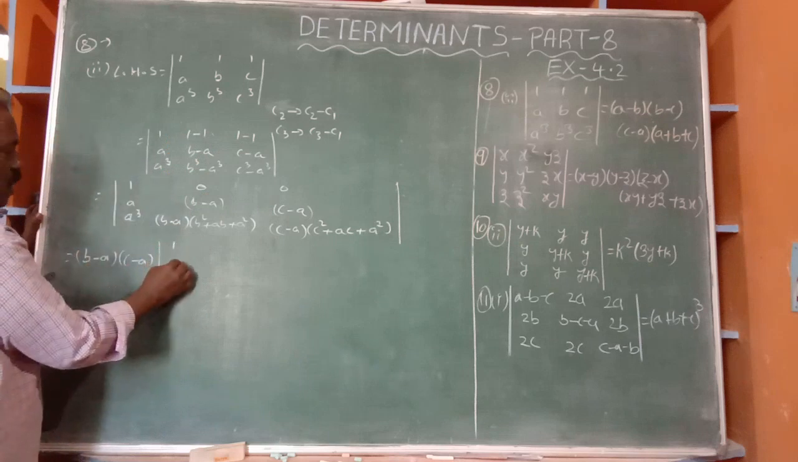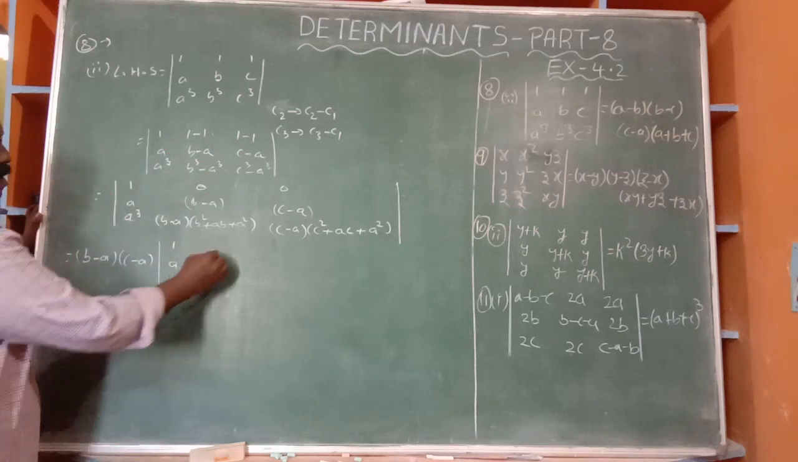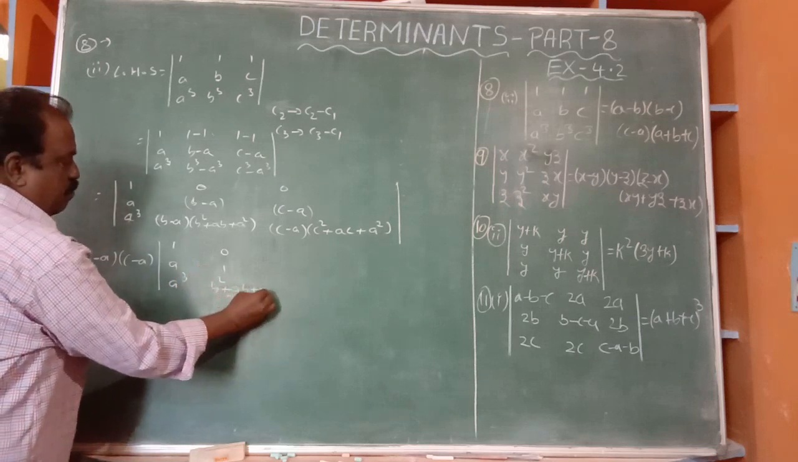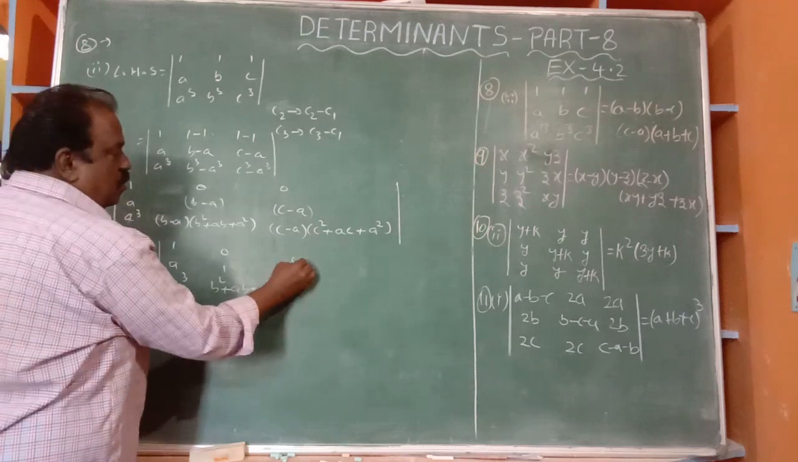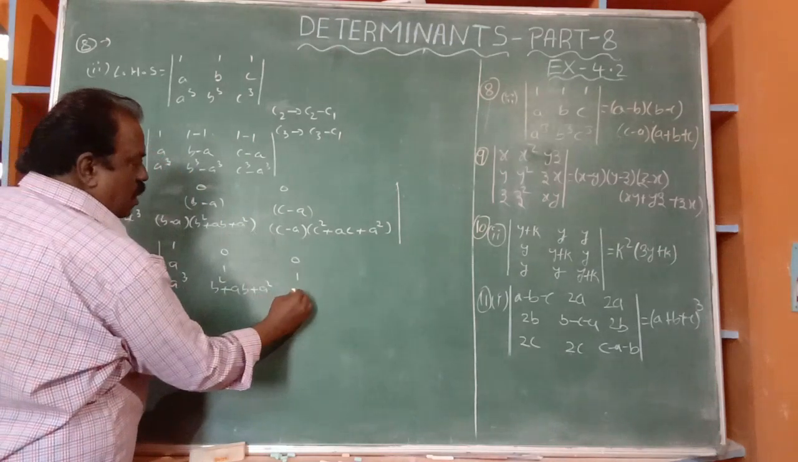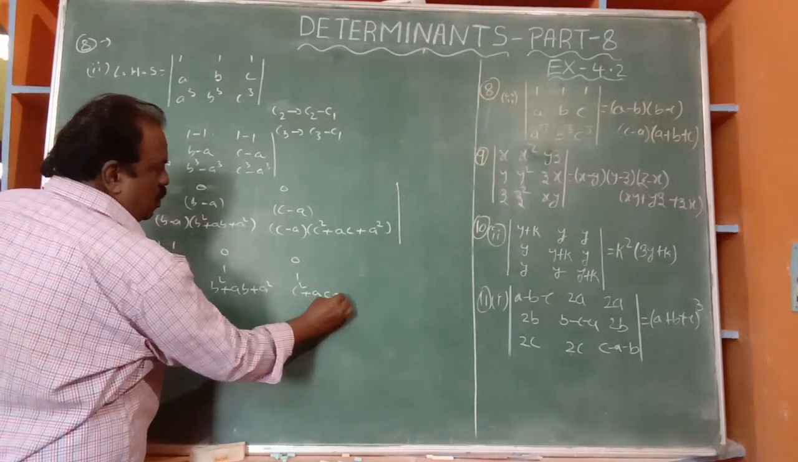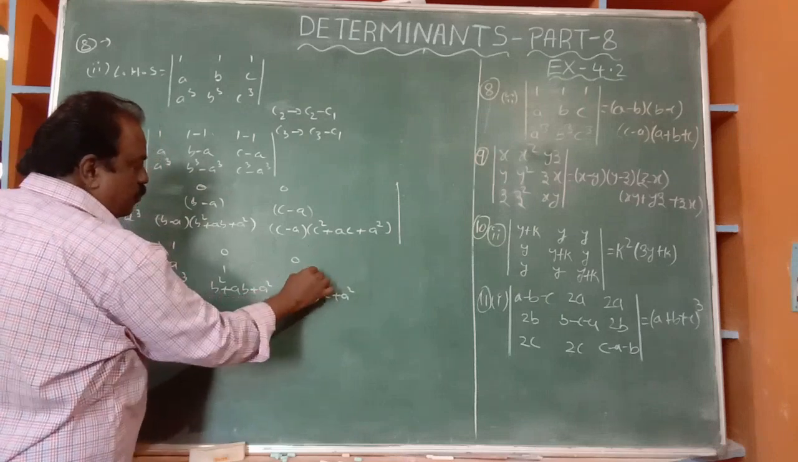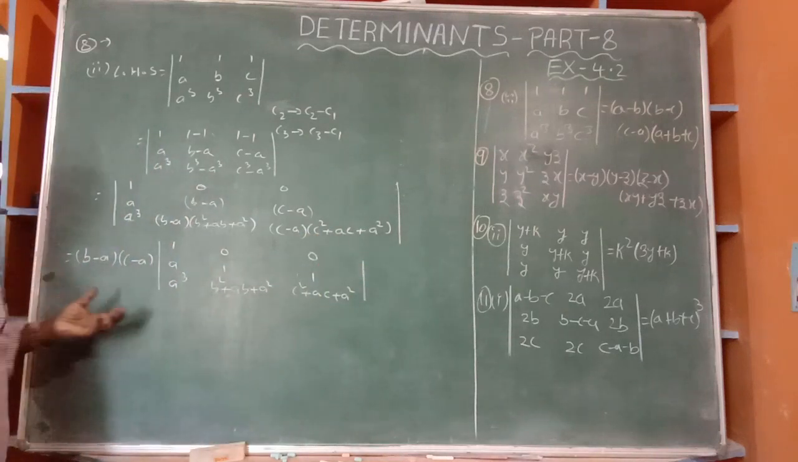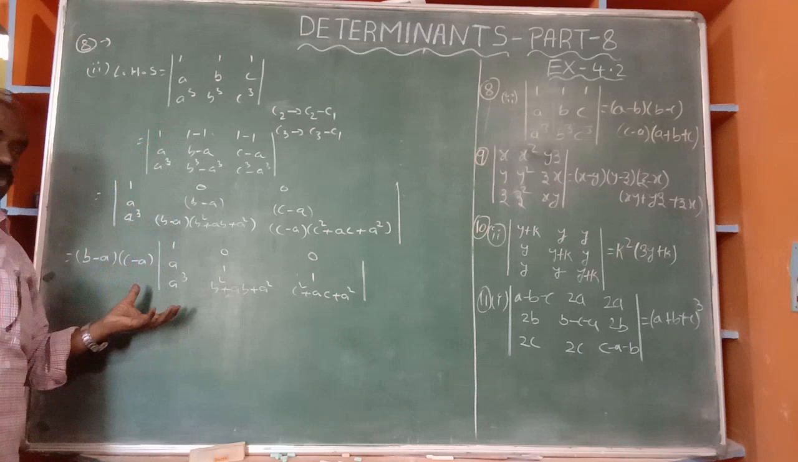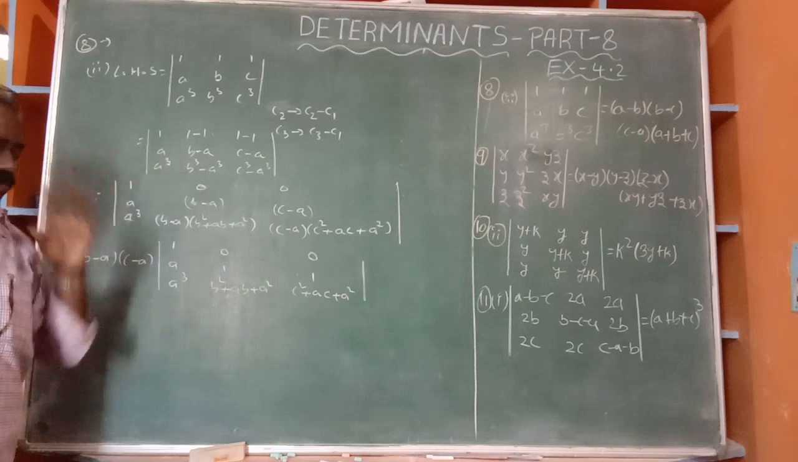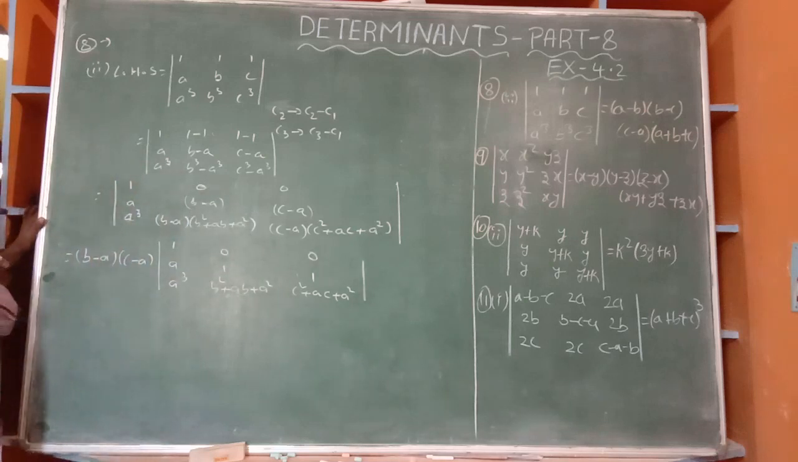Then it is 1, A cube. It is 0, 1, B square plus AB plus A square. Here also 0, 1, C minus A is come out as common, and here remained C square plus AC plus A square. So now the given determinant is reduced like this, in which the first row contains 1, 0, 0. Now it is very easy to calculate.